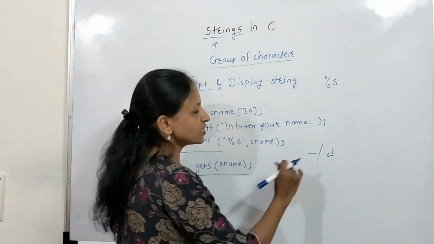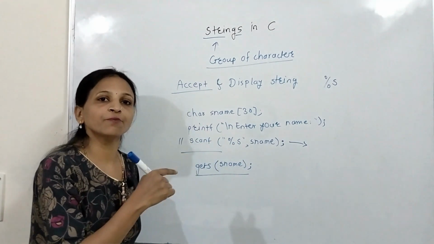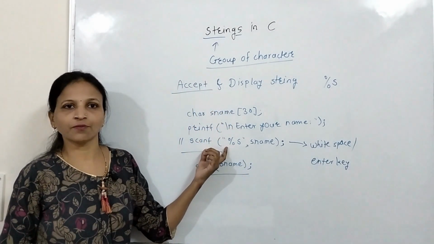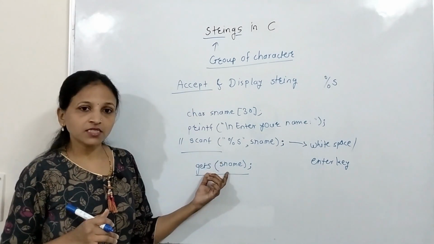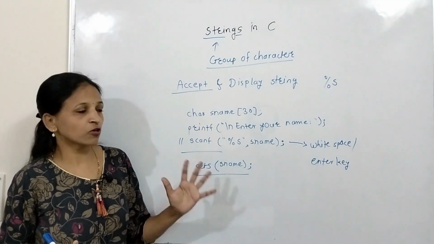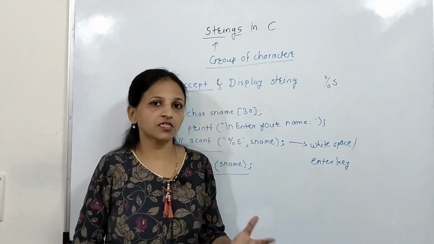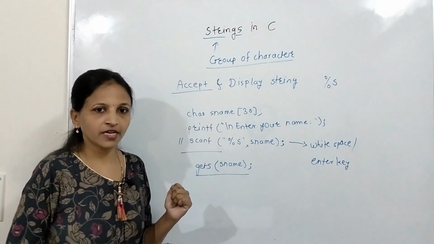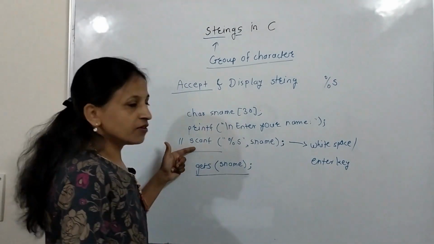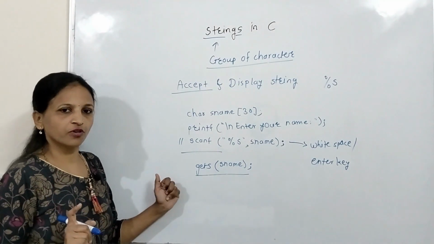Okay, white space or the enter key will be the terminator for scanf. That's why you cannot enter a string having spaces using scanf. But gets is capable of accepting a string having white spaces, no problem, because here only if you press the enter key will that enter key be considered as the terminator for gets. This is the difference between scanf and gets. And scanf is a formatted input function and gets is unformatted.